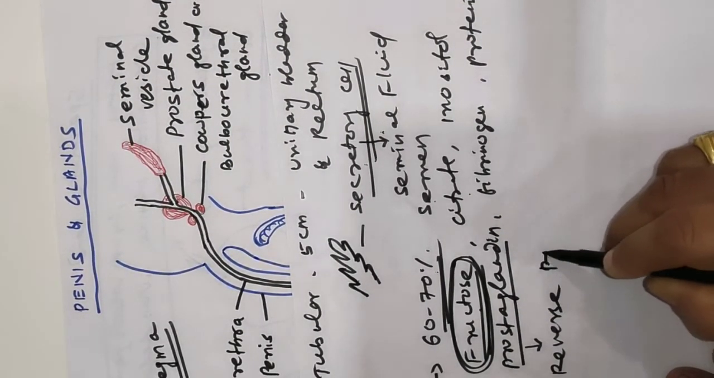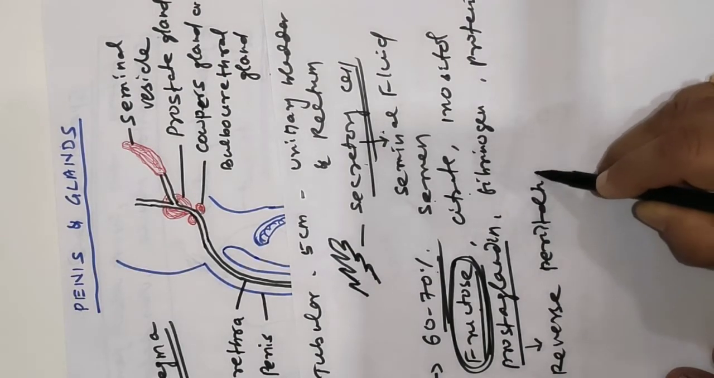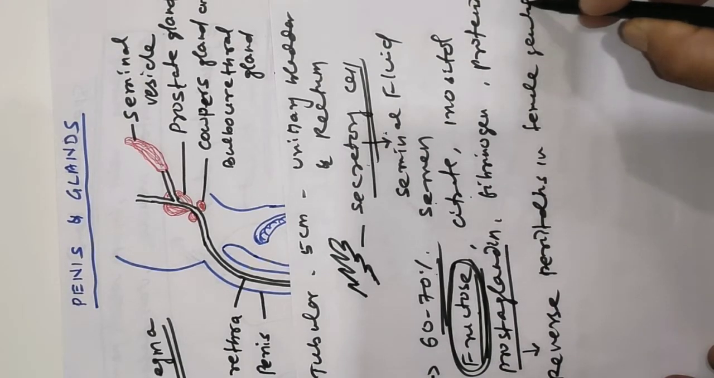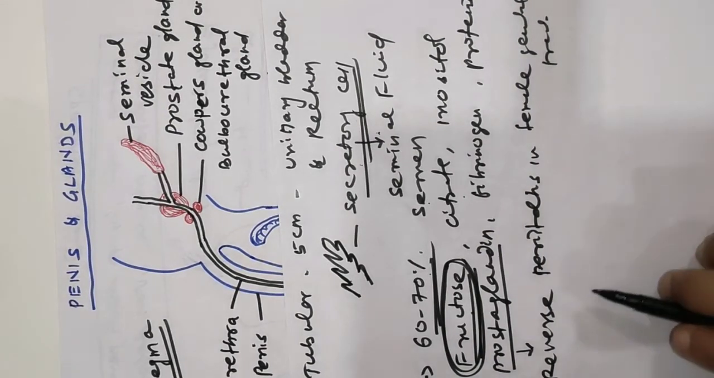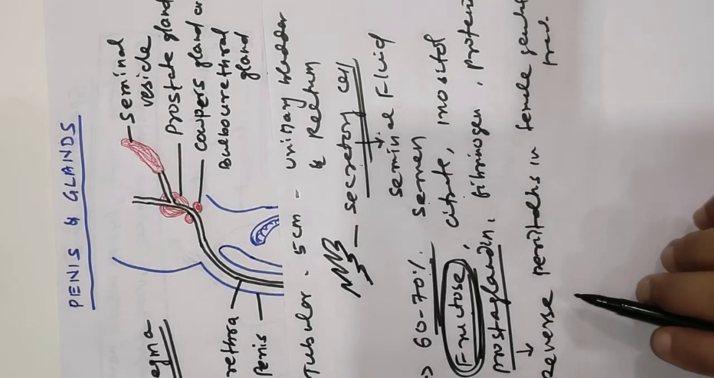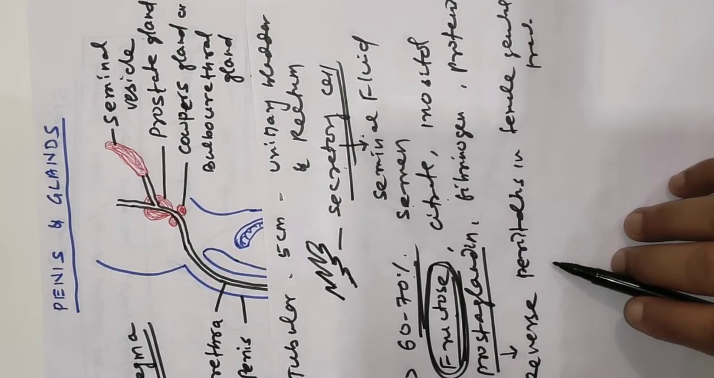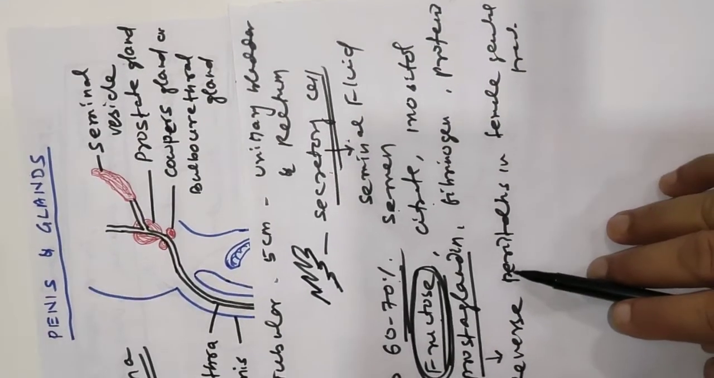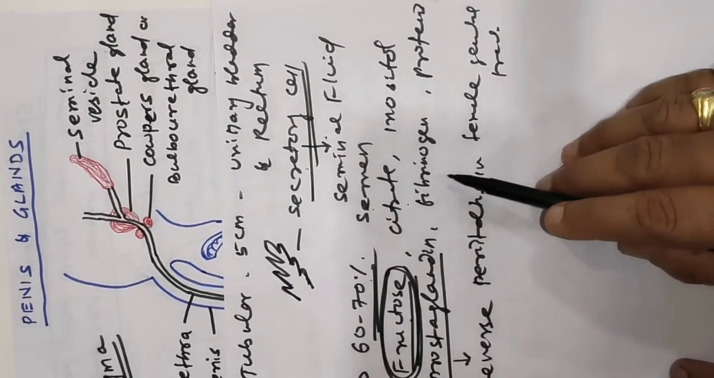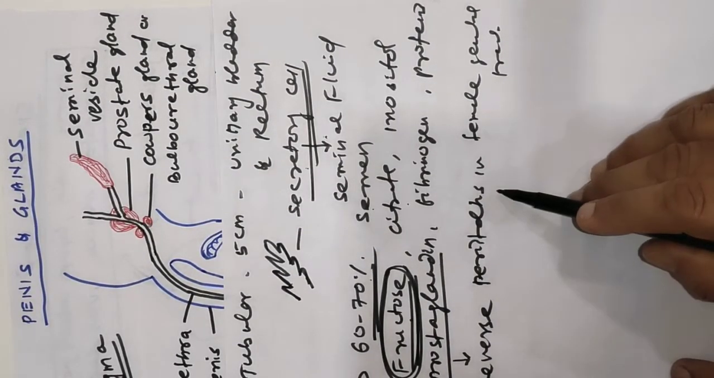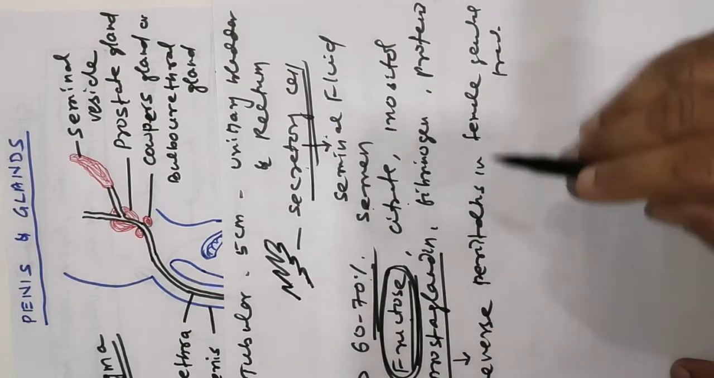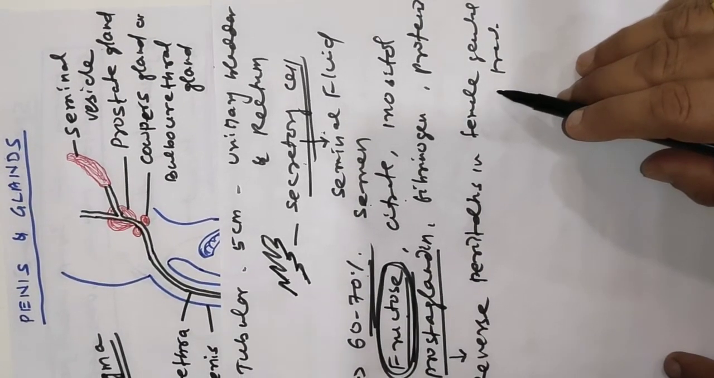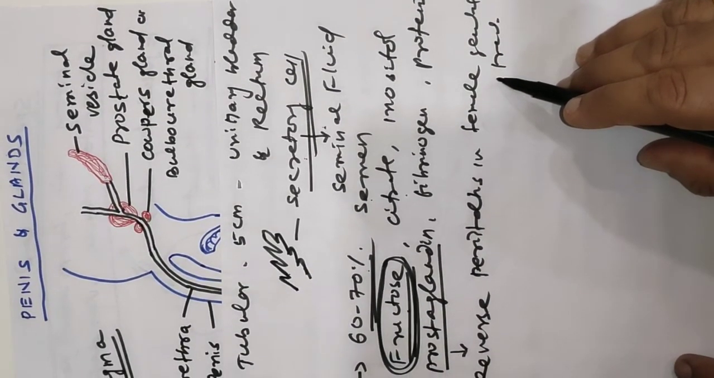It helps in reverse peristalsis in the female genital tract, so that it facilitates the movement of sperm towards the oviduct or towards the egg. The prostaglandin of seminal fluid, when discharged into the female genital tract, is responsible for reverse peristalsis, so that the sperm can move towards the egg easily.